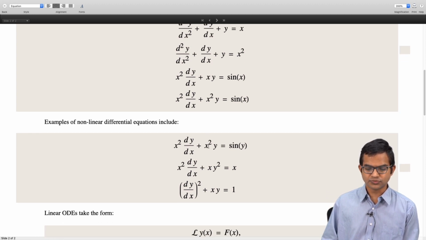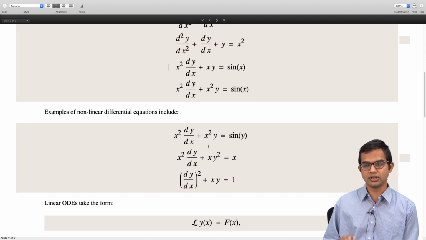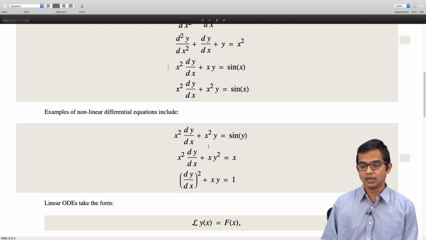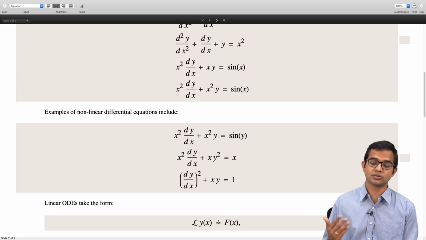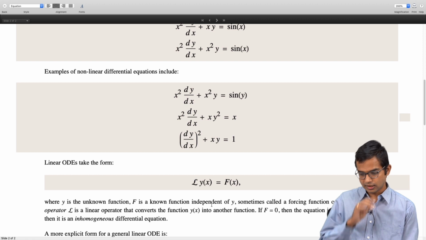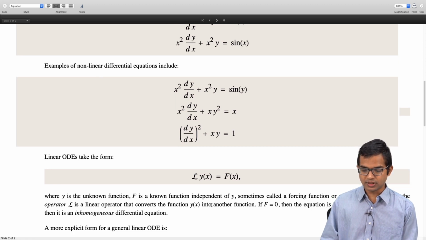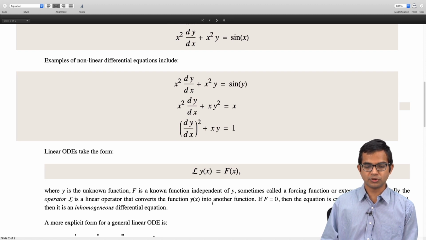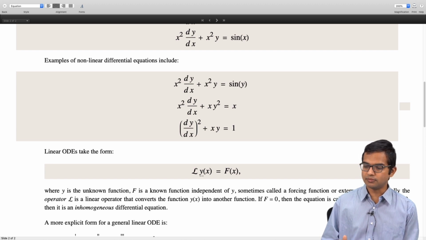Another: linear ODEs have this very special form. There's a linear operator that acts upon the unknown function y of x, and it can give you some other function of x. That is allowed. So this operator is linear, and a key property of linear differential equations is the so-called superposition principle. But before we come to that, let's also quickly point out a further classification of linear ODEs: those linear ODEs in which the right hand side f of x is equal to 0 are called homogeneous, as there is no driving term.